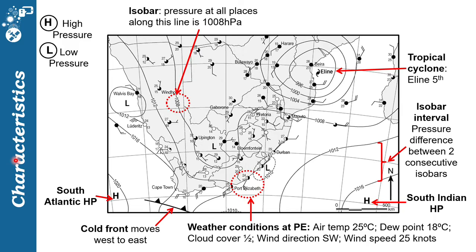And then there's the South Atlantic high pressure cell. So on the South African synoptic weather map, there are 3 high pressure cells that you need to be able to identify, and it's quite simple because look at where the South Atlantic is situated.